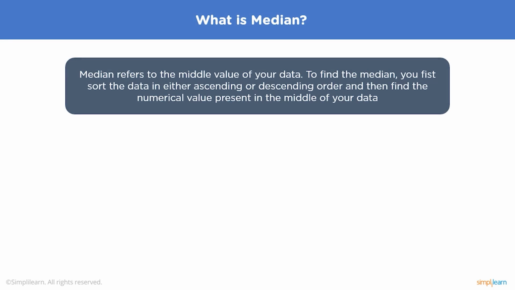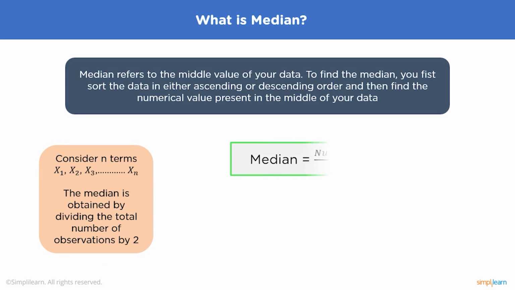What is median? Median refers to the middle value of your data. To find the median, you first sort the data in either ascending or descending order and then find the numerical value which is present in the middle of your data. The median is sometimes used as opposed to the mean when there are outliers in the sequence that might skew the average of the values.